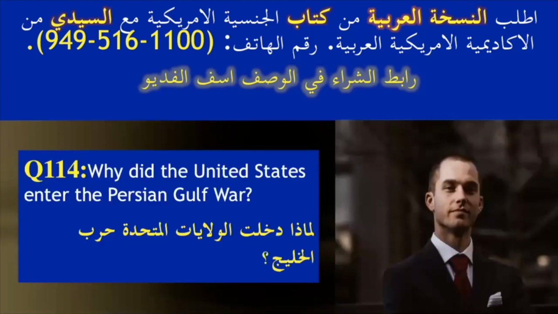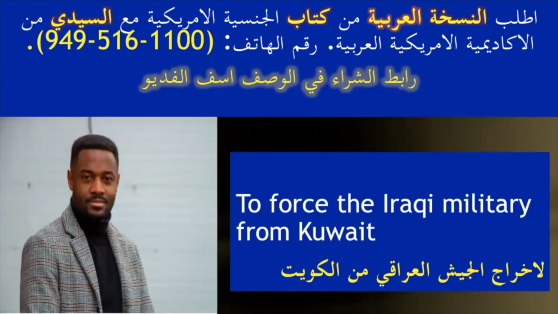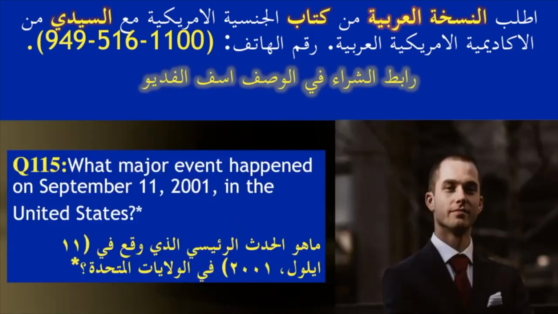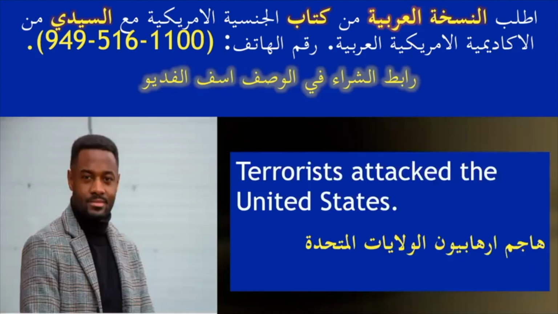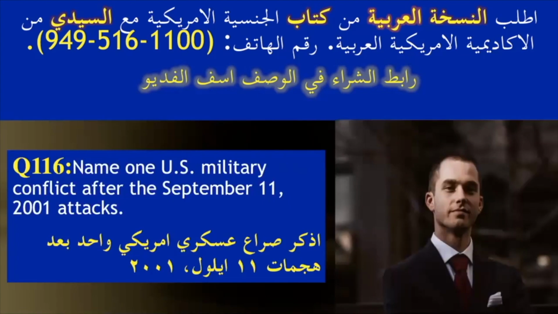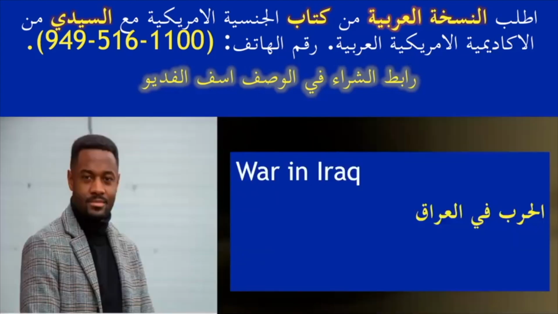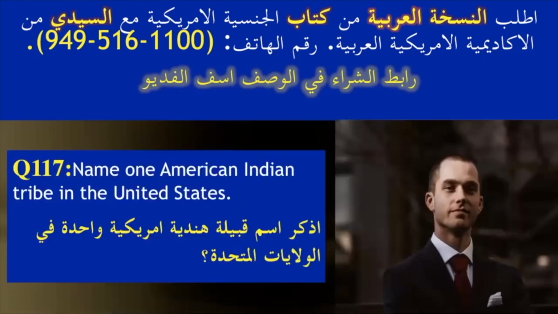Why did the United States enter the Persian Gulf War? To force the Iraqi military from Kuwait. What major event happened on September 11, 2001 in the United States? Terrorists attacked the United States. Name one U.S. military conflict after the September 11, 2001 attacks. War in Iraq. Name one American Indian tribe in the United States.